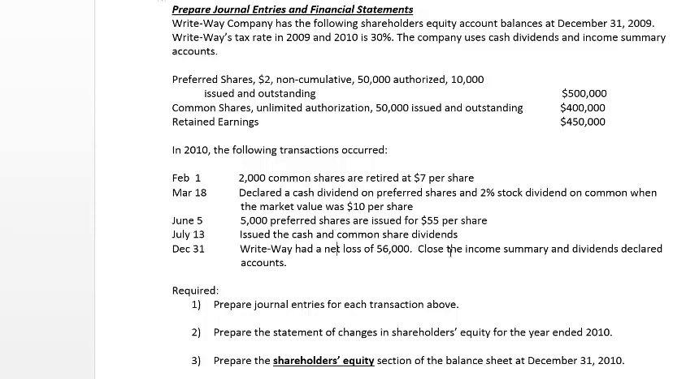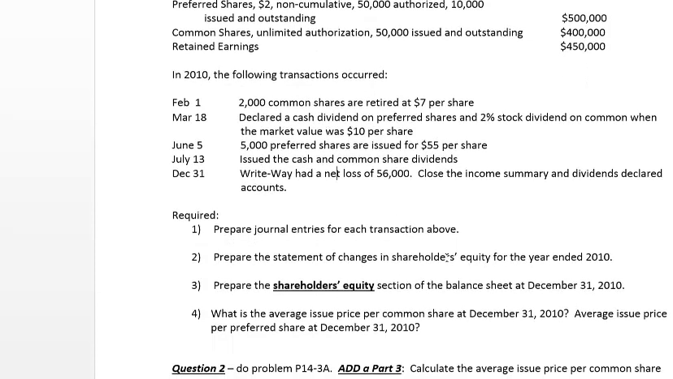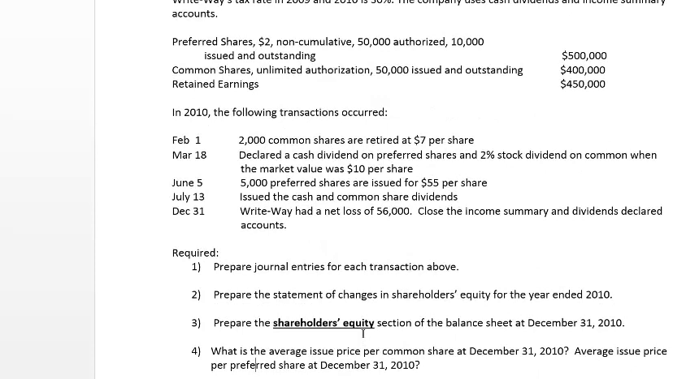So now what we need to do is prepare some journal entries and also prepare a statement of changes in shareholders' equity as well as the equity section of the balance sheet. Notice at the end I did ask you to do a little calculation for the average issue price per common share at December 31st and to do the same thing for the preferred shares at the end of the year. So why don't we begin our approach to the problem.